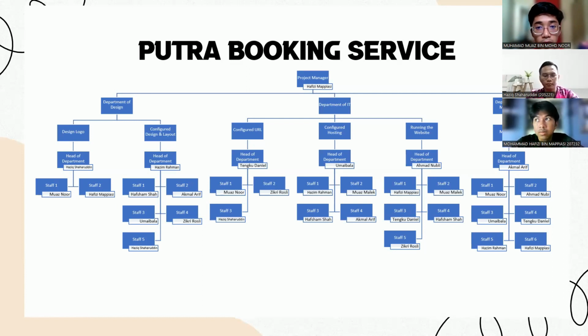So in each of the subsections, our project manager is also involved. For example, Hafizi is also involved in designing the logo and also in running the website. So the project manager will create an original plan for this project, and then the functional manager will follow and supervise the staff based on the original plan. Right. So that's all from us.